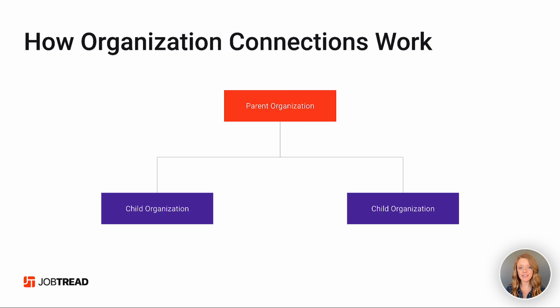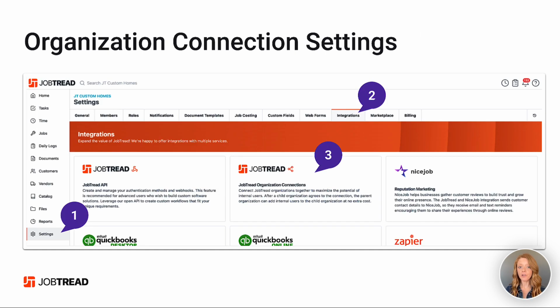First, the parent organization and the children organizations need their own JobTread subscriptions. Then you can add internal users at the parent level that you can then provide access to the children organizations through the connection. Now, in order to set this up, you're going to go into your JobTread settings from your main navigation, then click on the Integrations tab. After that, you'll locate the tile that says JobTread Organization Connections.